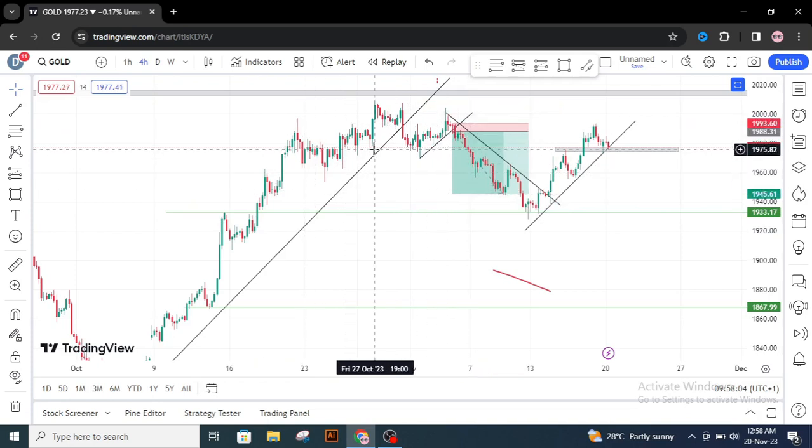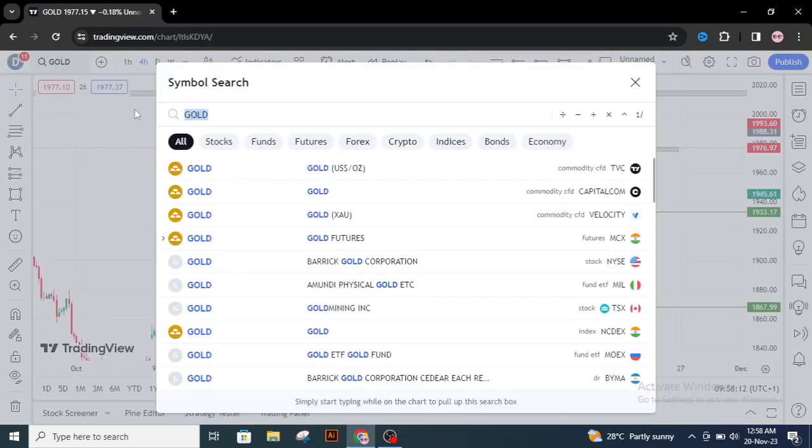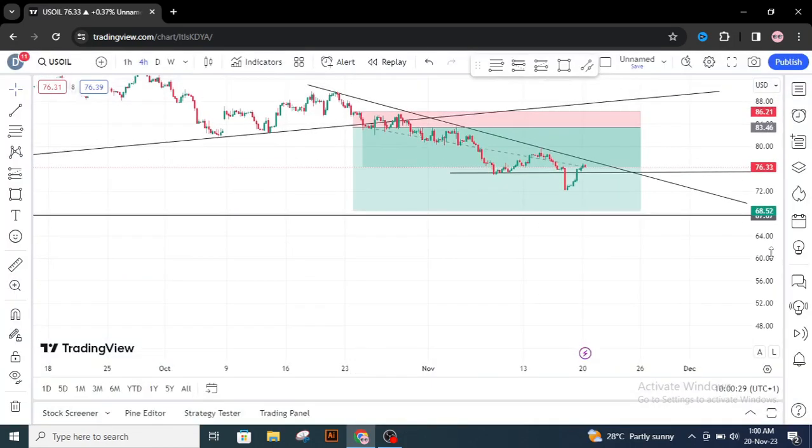Now let me show you the other commodity that I traded, which is crude oil. I traded crude oil too. This is crude oil.